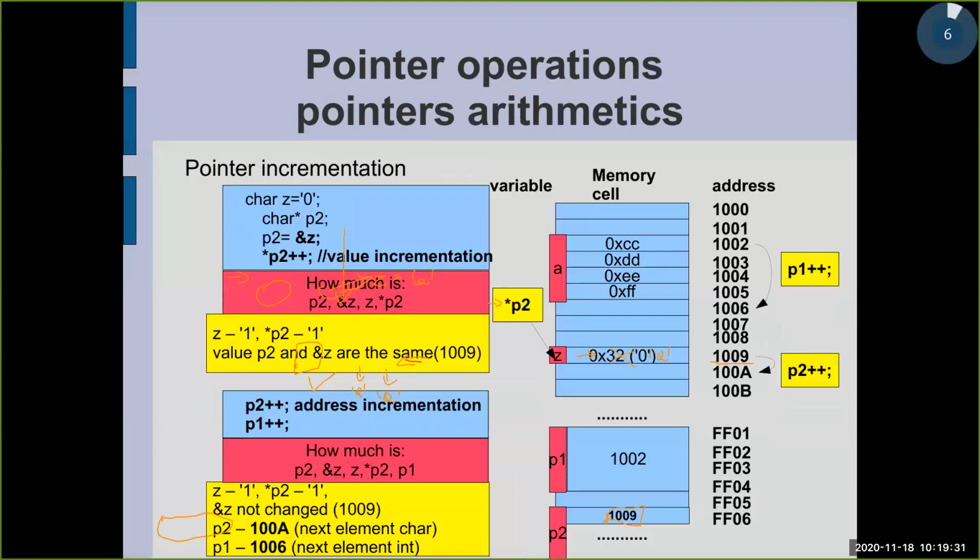So now we have another example. So look, again, we have the first 3 lines the same, but in this line we have asterisk P2 plus plus. So what does it mean? What will be the final result? So what will be P2?